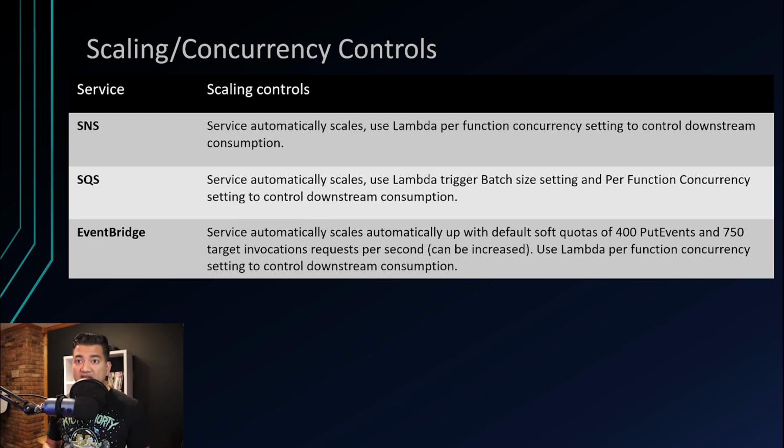However, SNS and SQS can literally scale up to infinite. For EventBridge, the soft limit is 400 put events on the producer side and 750 target invocation requests per second. But of course, this can be increased. You can use Lambda per function concurrency setting to control downstream consumption.